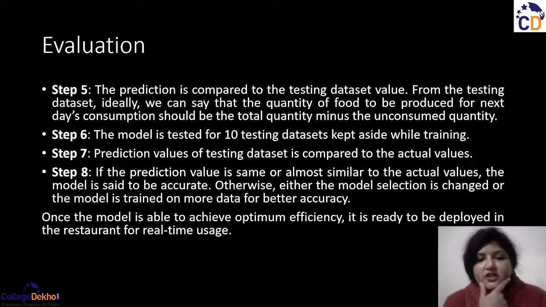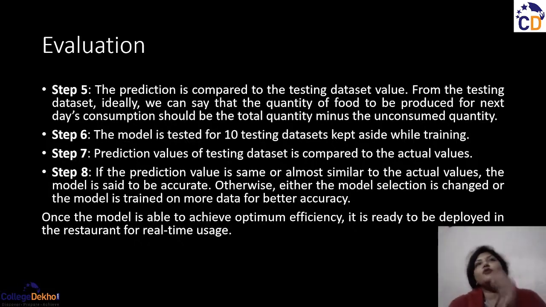Step 8: if the prediction value is the same or almost similar to the actual values, the model is said to be accurate. Suppose I have predicted 4 kg of this dish to be prepared. The machine is predicting 4 kg, and in actual also it is 4 kg, and there is no leftover food at the end of the day. Obviously it is giving accurate results, right? Otherwise you need to change the algorithm.